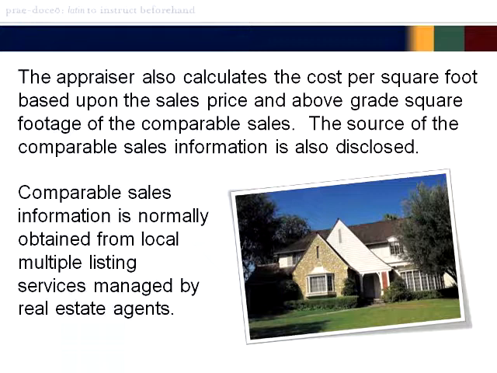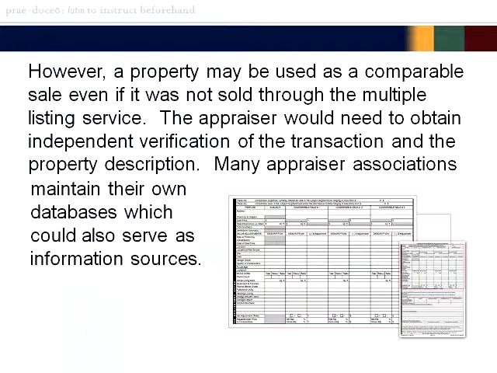Comparable sales information is normally obtained from local multiple listing services managed by real estate agents. However, a property may be used as a comparable sale even if it was not sold through the multiple listing service. The appraiser would need to obtain independent verification of the transaction and the property description. Many appraiser associations maintain their own databases, which could also serve as information sources.